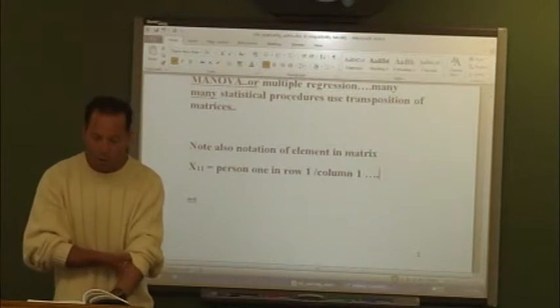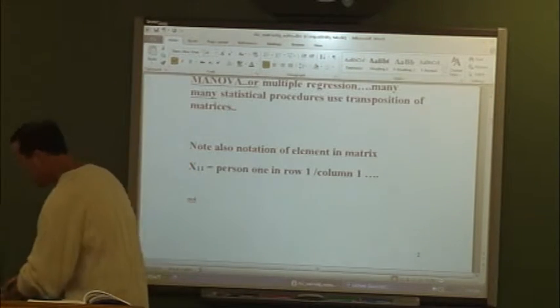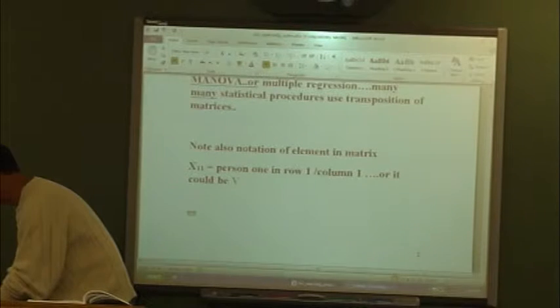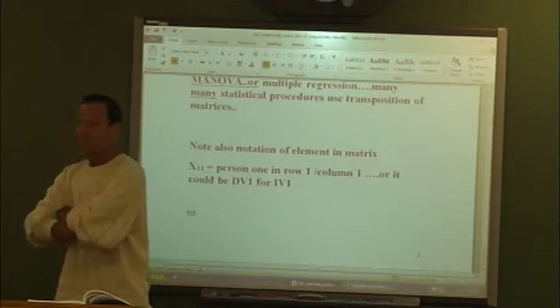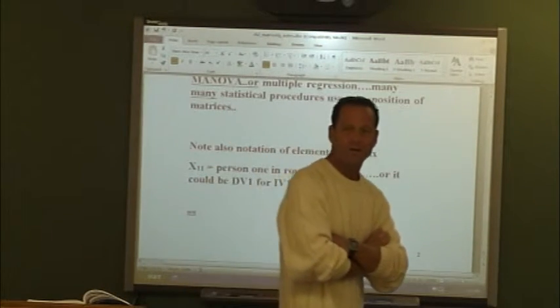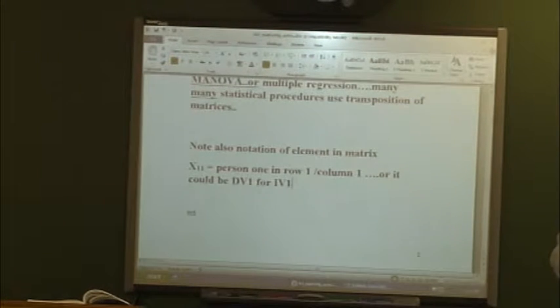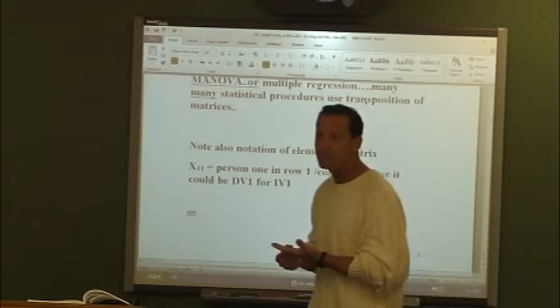That could be a person, or it could also be a variable. Or it could be DV1, right, for IV1. Why do I say DV1 for IV1? There's a chance you're going to learn about a thing called MANOVA, when you have multiple dependent variables and maybe even multiple IVs, or multiple levels of an IV. So do you see where this can capture either an individual or a variable?